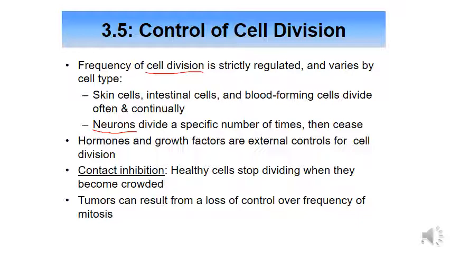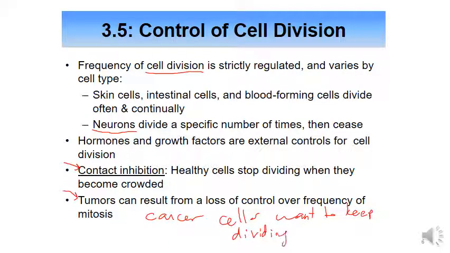Hormones and growth factors regulate cell division. Normal cells are supposed to stop dividing if they become too crowded. If there are already cells around them, they don't want to make more. That's called contact inhibition. But unfortunately, cancer cells do not care. Cancer cells want to keep on dividing. Cancer cells are abnormal. They should stop dividing, but they don't care. They want to make more of themselves.